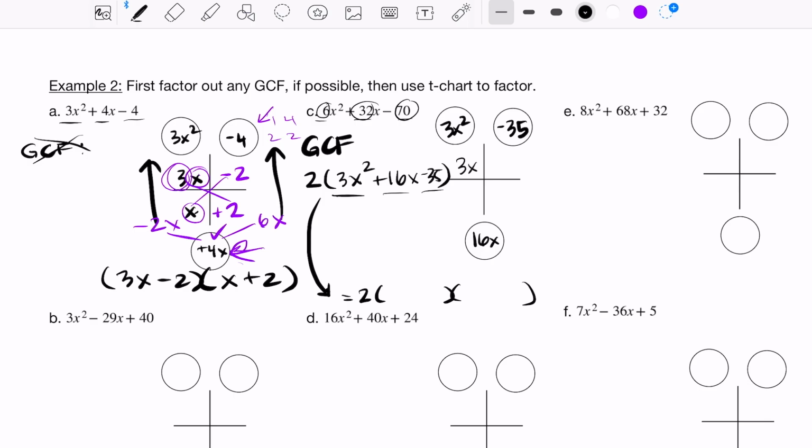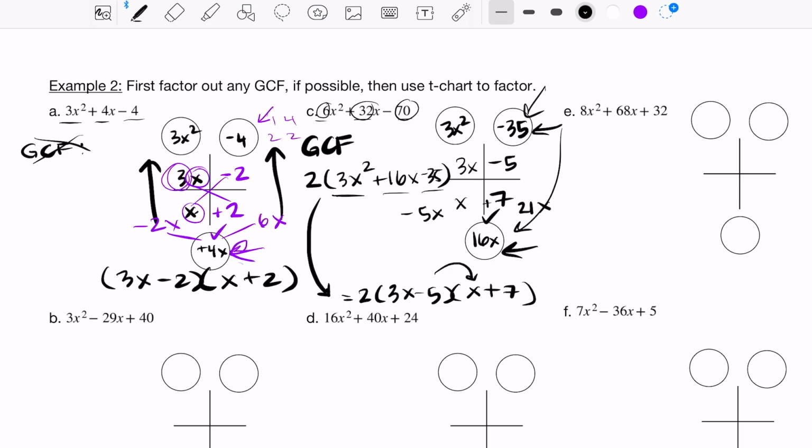So I have 3x and x. And then again, negative, positive. So I want to end up with more positive, so I need the bigger number. So I'm going to put 7 down here because then that will give me positive 21x. I still need this guy to be negative, so one of the numbers has to be negative, and that just happens to work out. So that's 3x minus 5 and x plus 7, keeping in mind that the order of these and even this doesn't matter, okay, as long as you're multiplying.